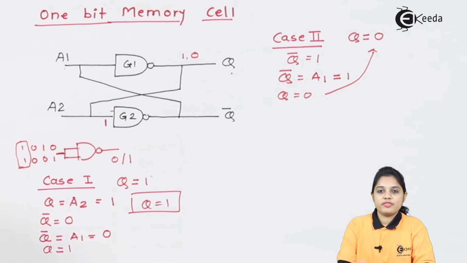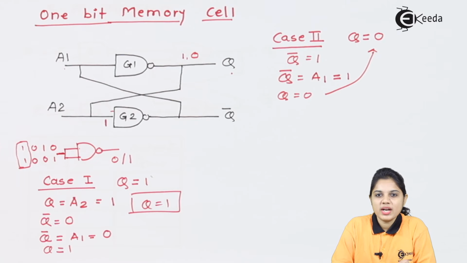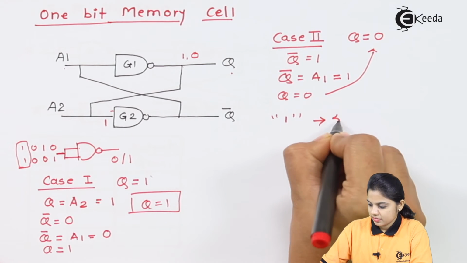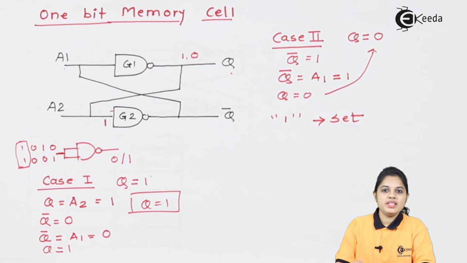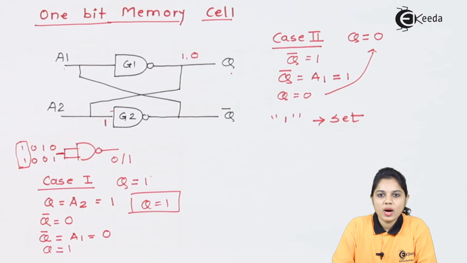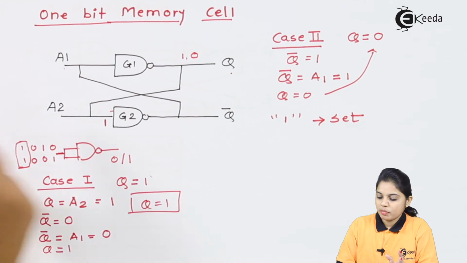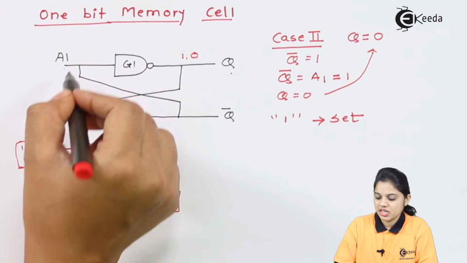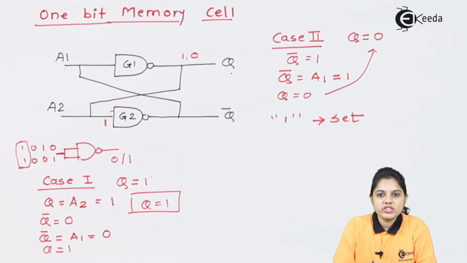That means if this particular diagram is in state 1, that means if the output is 1, it will remain in a 1 state. That 1 state is called set. That means if the output is holding 1, my diagram or my device is in a set condition, and it will remain in a set condition until and unless there is a change in the input. If you change the input, then only it will change its state from set to reset.